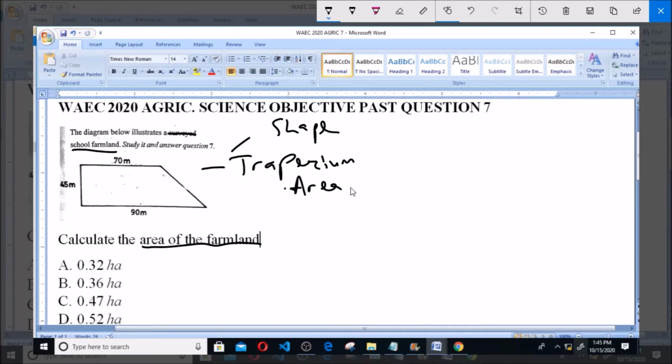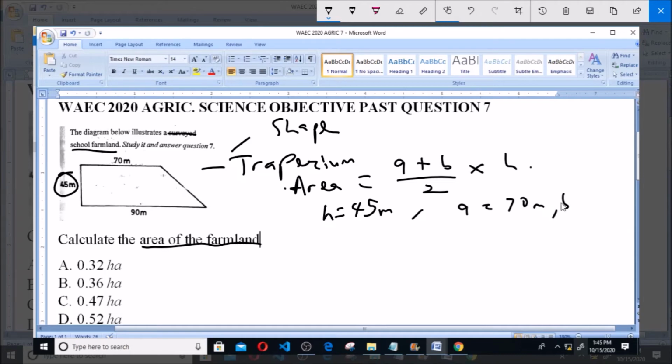So area of a trapezium is equal to (A plus B) over 2, times h. Now this 45 meters is h, that is the height, representing the height of the figure. Now A is our 70 meters, B is 90 meters. So we apply those variables into the formula. So area is equal to (70 plus 90) over 2, multiplied by 45.